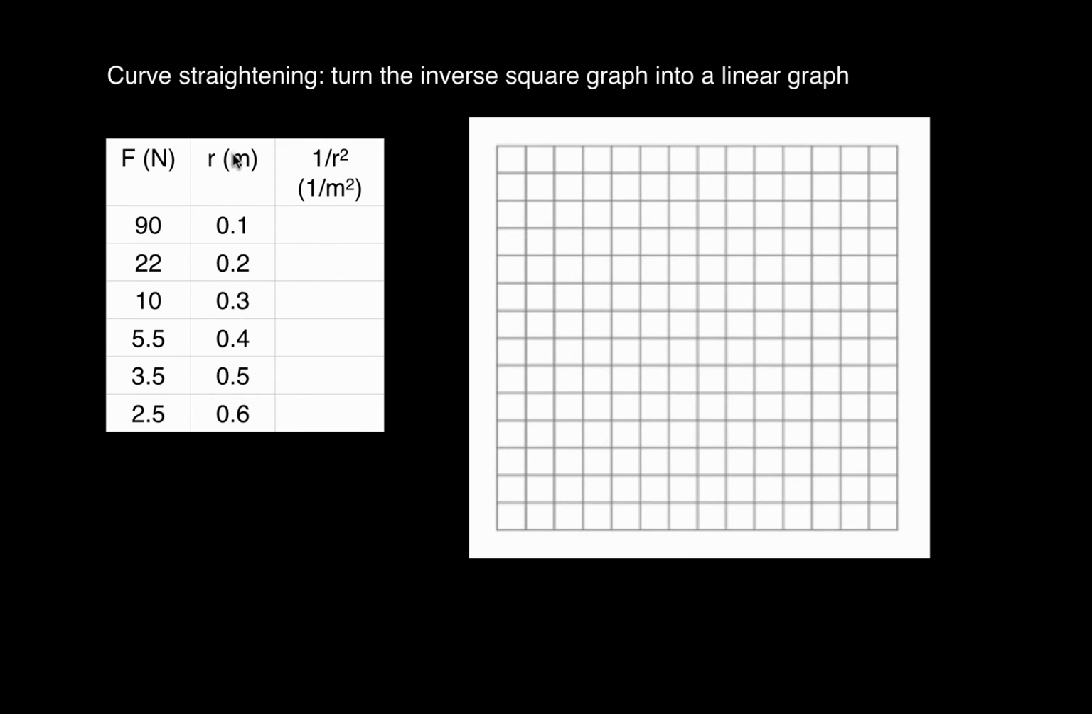So instead of plotting r on the x-axis, I'm going to plot 1 over r squared. 1 over 0.1 squared is 100. 1 over 0.2 squared is 25, and the other data points are calculated similarly.